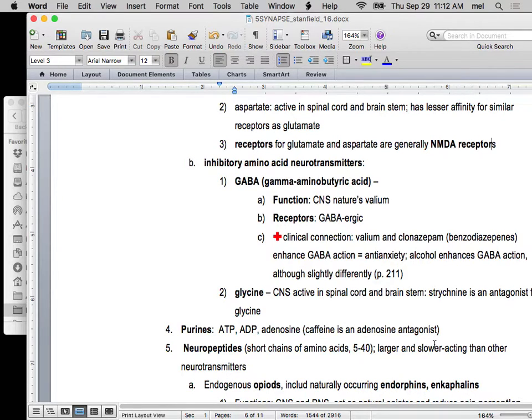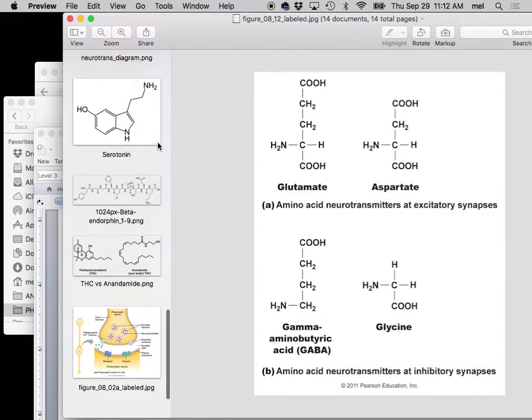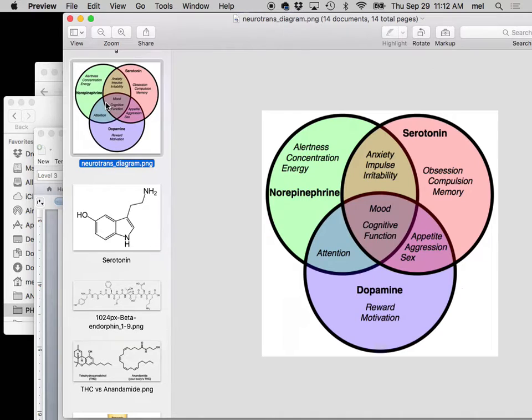GABA is, in addition to these three, my other favorite neurotransmitter. Because GABA is your chill out neurotransmitter. It is nature's Valium. It's what you feel when you can actually feel your blood pressure dropping.